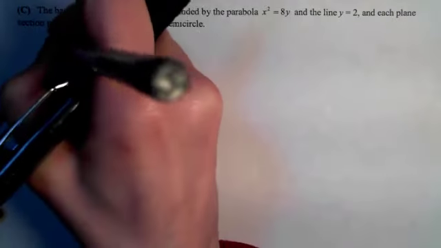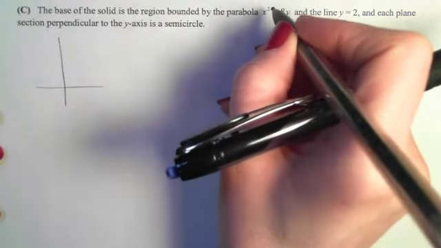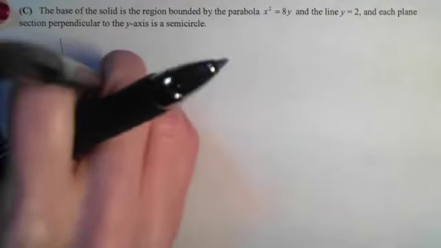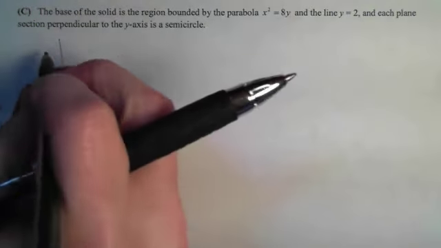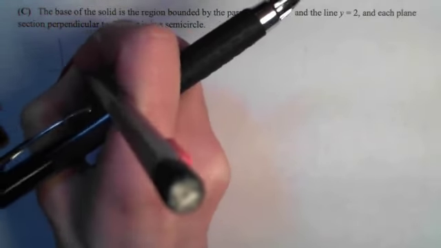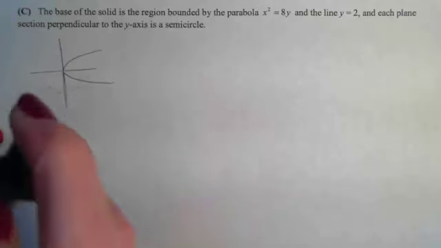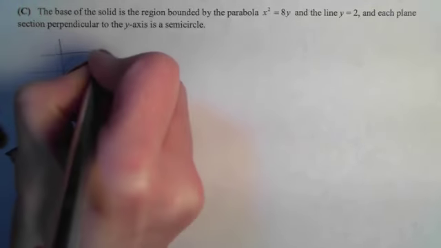Alright, so let's look at part C, last one. The base of the solid is bounded by a parabola and a horizontal line, and plane sections perpendicular to the y-axis this time are semicircles. So we will start by graphing. We got a parabola, and that one opens sideways. So let me move my axis here. It's a sideways parabola, and it opens to the right, and its vertex is at 0, 0. And then we have the horizontal line y equals 2.